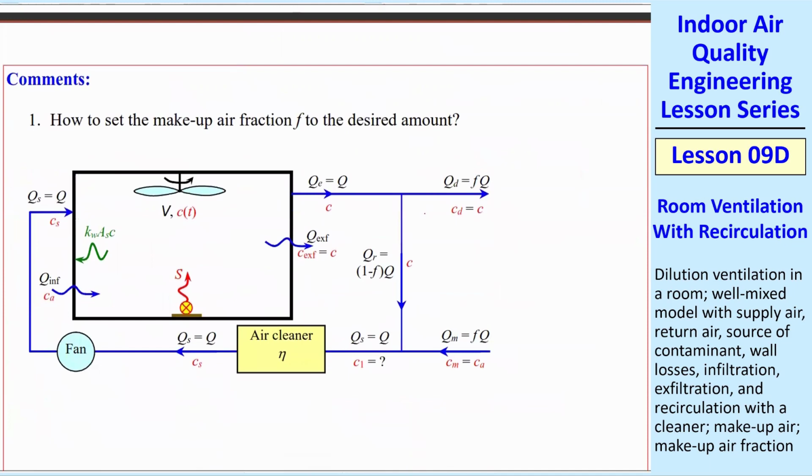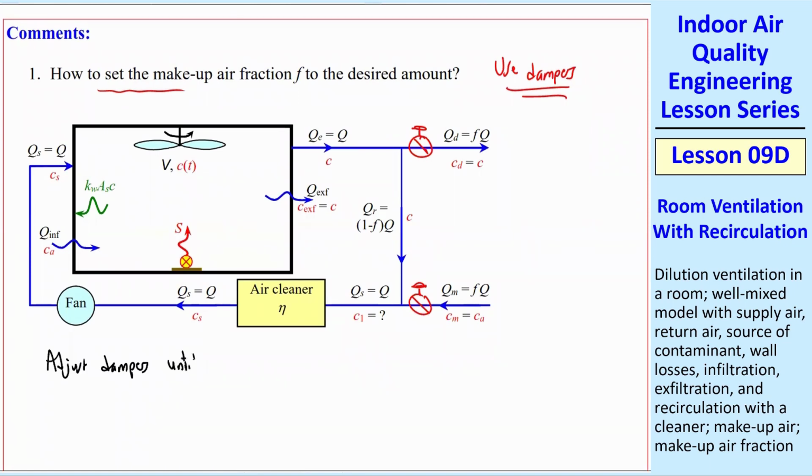Some comments. We specified F in this case as 0.15. Well, how do you set that? The answer is to use dampers. The damper is like a valve, and you could put one here, for example, and you can put another one here. You adjust these dampers until QD equals QM equals FQ, and this F is the desired F of 15% in this case, if that's what you want.